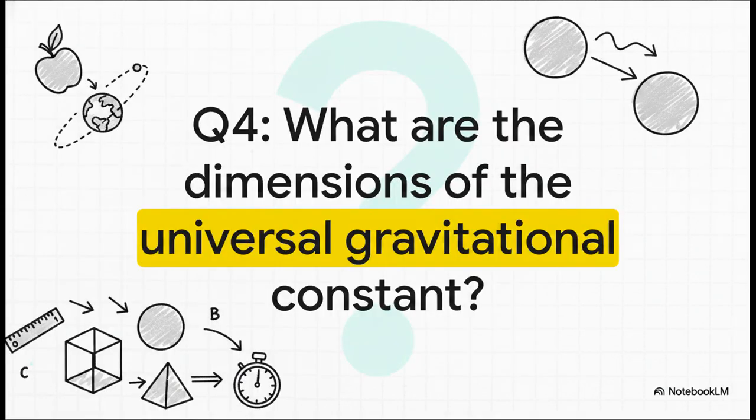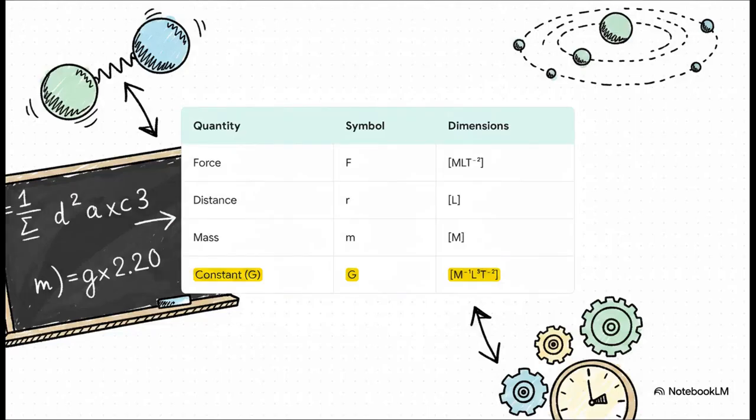So, our first challenge in this round is to find the dimensions of big G, the universal gravitational constant. The famous constant from Newton's law of gravitation. So how in the world do we figure that out?